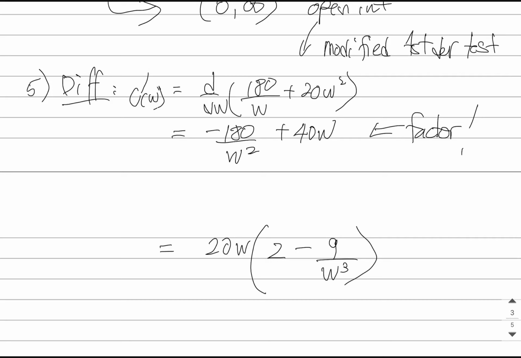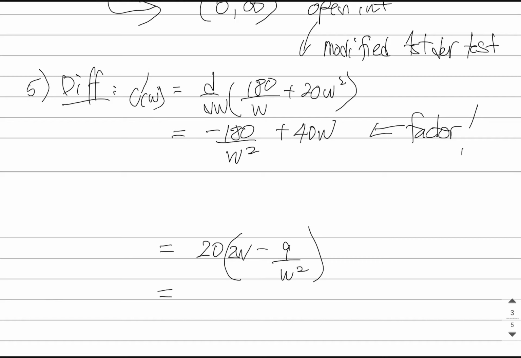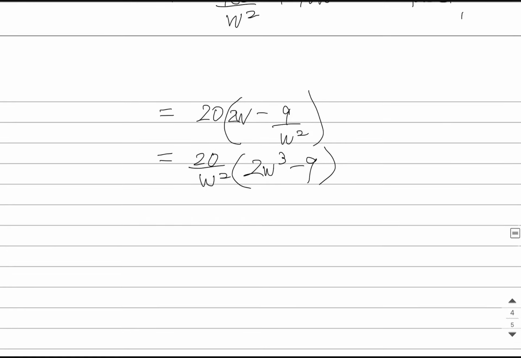Now, I want to deal with this, sorry, not w cubed. My mistake. Here's what I should do. I'm just going to factor out a 20. And then I'll get a 2w cubed minus a 9 over w squared. That's the first step that I should do. Then I'm going to put everything over a w squared. That's going to make it a little bit clearer. So I apologize for goofing that one up, but this is the way that I want to go about it. All right. When it's written like this, it's a little bit easier to see what's going on.